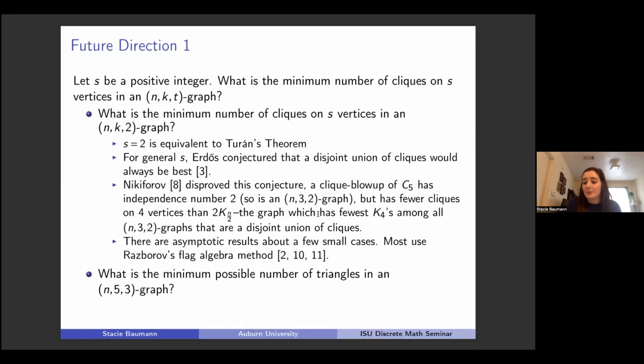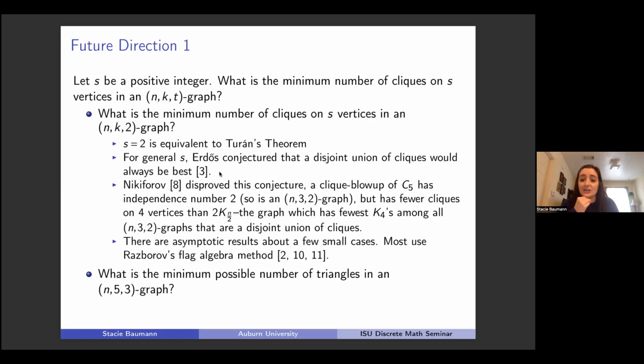All right, so what could we do next? I have a couple of future directions that we could possibly go in. The first one is, instead of considering the minimum number of edges, we could consider the number of cliques on S vertices. This S in our example was 2, because we were considering the number of edges, that would be K2. So this has actually been looked at a little bit. If you fix T to be 2, this is one way you could extend Turán's theorem.